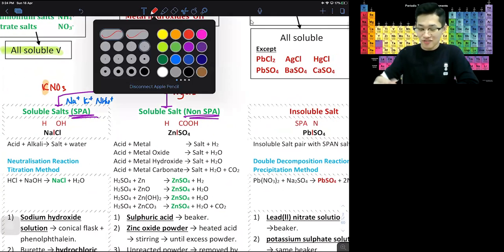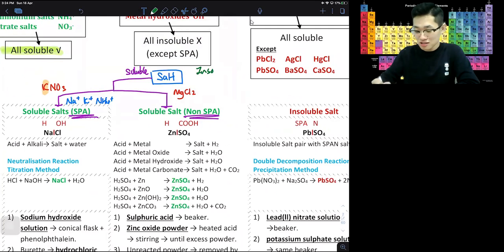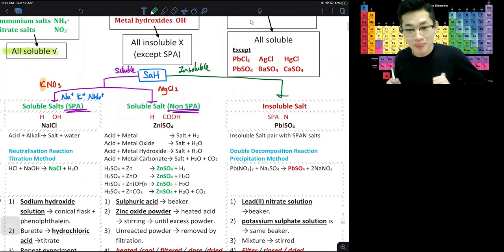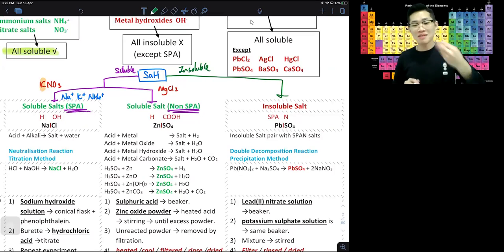Lastly, for insoluble salt, straight away go to the third method. So we have 3 methods to make salt. It depends on the type of the salt.